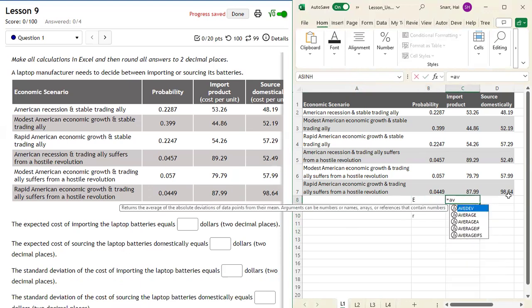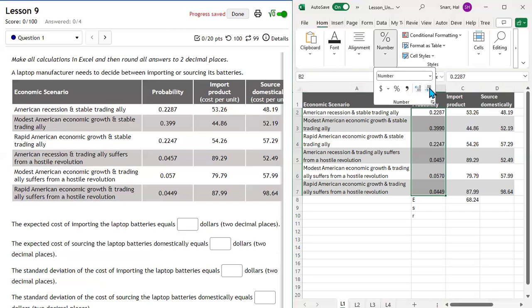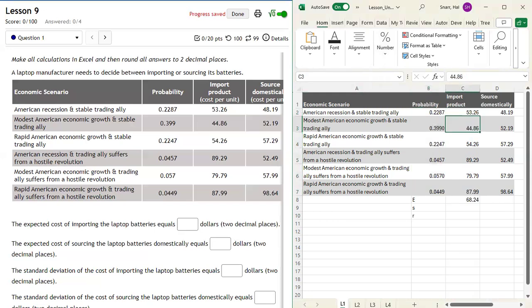If I type equal average, and then I just highlight above, I'm going to get an average based on an assumption that each of these six outcomes is equally likely to occur. This average is incorrect because these six events are not equally likely to occur. Some are more likely to occur than others. And for that reason, we need to give those values more weight. The value that should be given the most weight has the highest probability.